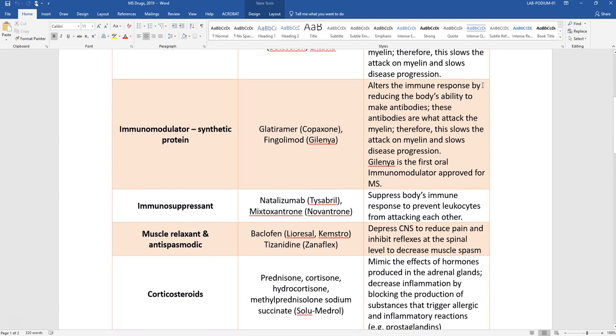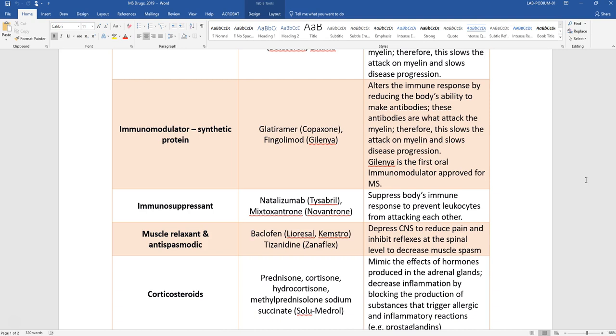Then we look at immunosuppressants. What does an immunosuppressant do? Suppress the immune system. This one here, natalizumab, is one of the most common ones that we give. You can only give that when the immunomodulators don't work for the patient. Because it has a very strong side effect, it can affect the brain. It can attack the brain and damage the brain cells. So it is given as a last resort after the immunomodulators don't work.